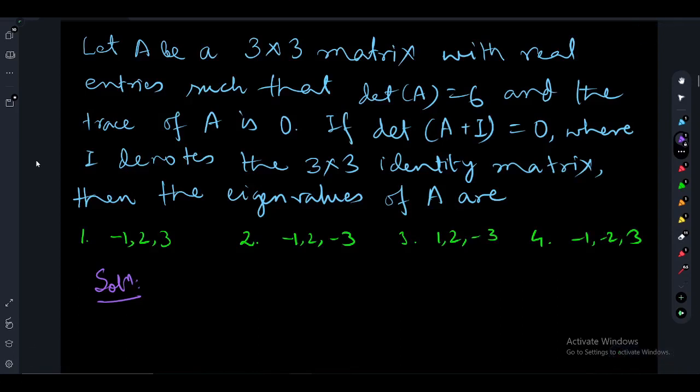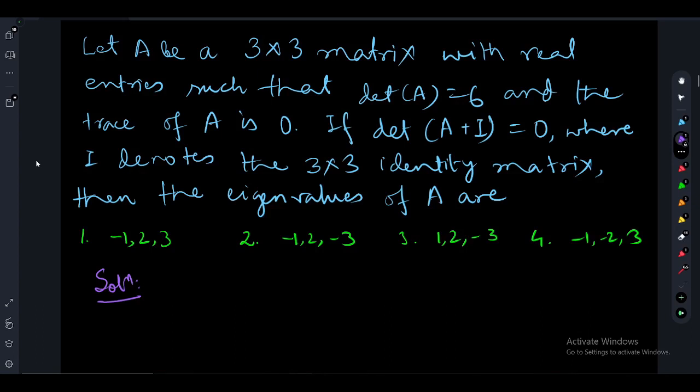In this video, I am going to solve a question. This question is from linear algebra. This question was there in CSIR UGC NET, December 2011. The question is: let A be a 3 by 3 matrix with real entries. The determinant of the matrix is 6 and the trace of the matrix is equal to 0. If the determinant of A plus I equals 0, then what are the eigenvalues of the matrix A?